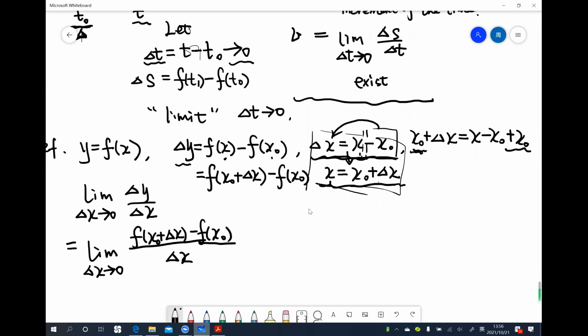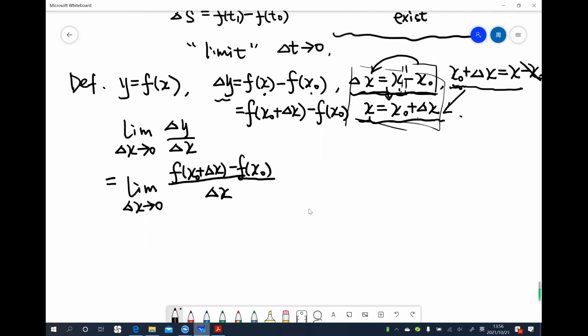On the right, minus x0 plus x0, they can be cancelled, right? Yes. So here we get x equals x0 plus delta x, as I write here. Got it. Thank you. Welcome. Okay, we will continue here.